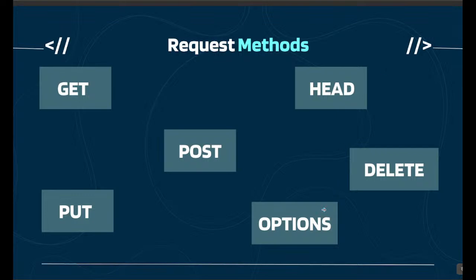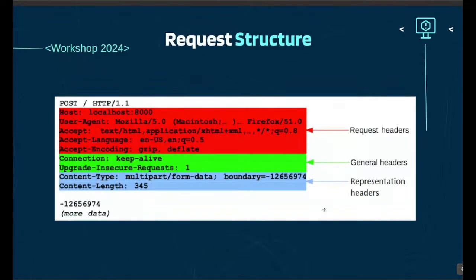Now what is options? Options is basically a method to ask the server which HTTP methods and other communication protocols you can use, and that are available for that particular resource. So when you send an options request, it gives you a response with all the HTTP methods that you can use further. There you go. Now the request structure.